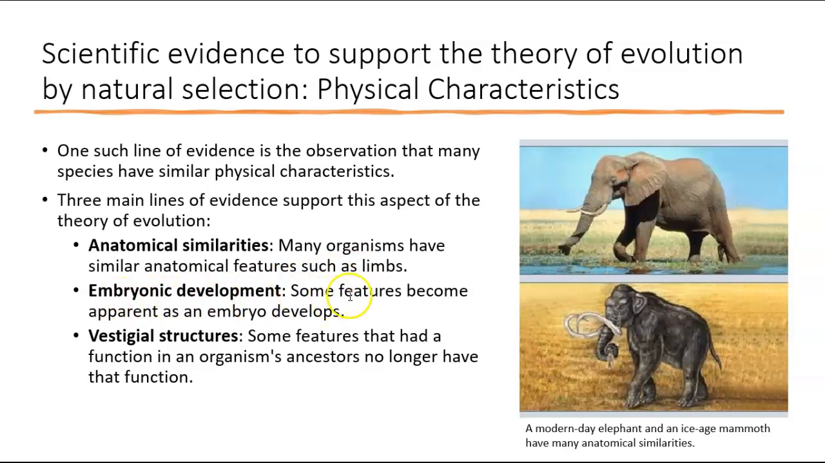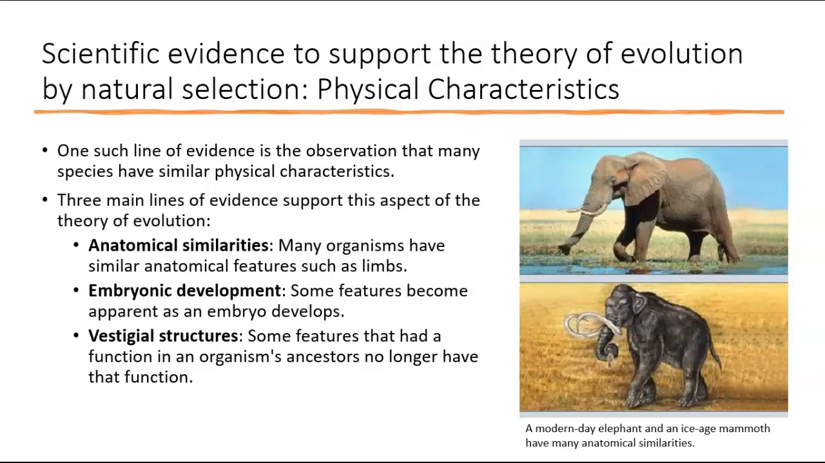Embryonic development. Some features become apparent as an embryo develops. And we're going to look at comparing embryos from different species and at different stages, how they are similar and how they are different. And that can be evidence of evolution. Vestigial structures. Some features had a function in an organism's ancestor, but no longer have a function. So there are features in organisms that they don't use, and the reason that they have them is because there was an ancestor that did have a use for those structures.